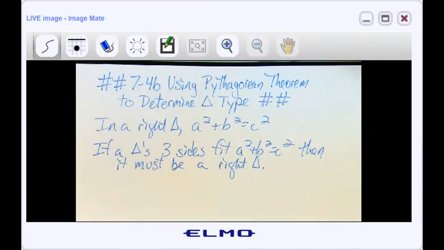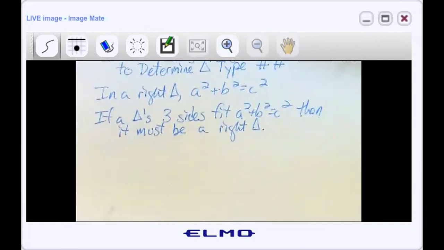So did you know that you can use the Pythagorean theorem to not only determine if you have a right triangle, but based on how the answer comes out to a squared plus b squared, whether it's obviously equal to c squared, it's a right triangle. But if it's not equal, I can actually use the answer to tell me if I'm going to have an acute triangle or an obtuse triangle. What? Yes, it's so cool. So watch this.